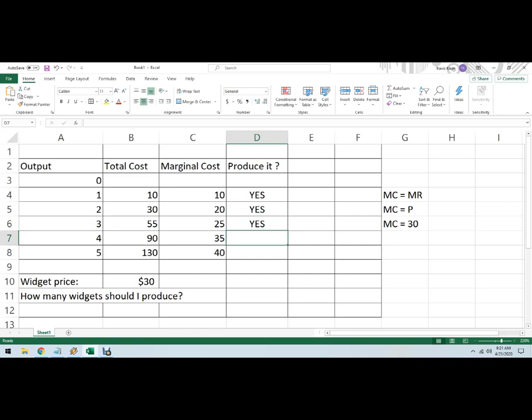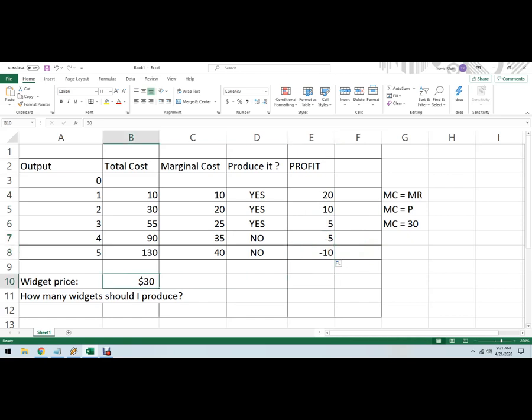Now this guy, it cost me 35 to produce the fourth unit. I'm only going to sell it for 30. The answer is no. I don't want to produce that one because it's going to cost me more than I'm actually going to sell it for. So this is the answer here. And if you wanted to know what the profit was, it's just the difference between this. That's going to be in dollar signs, so let's do it: 30 minus this, and then just copy that down. This is why we say profit maximization, because after the third unit, with the fourth unit, I start losing money.